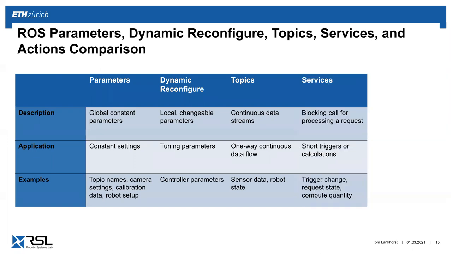Then there are services, which we learned of today, which are non-continuous calls to a service server. It's a blocking call. The service client requests a service server to compute something, and the server computes it and returns only when it's done. The application is typically short triggers of calculations. So, for example, indicating to a lawnmower that it should go into emergency mode, or telling a dishwasher to stop doing the dishes.